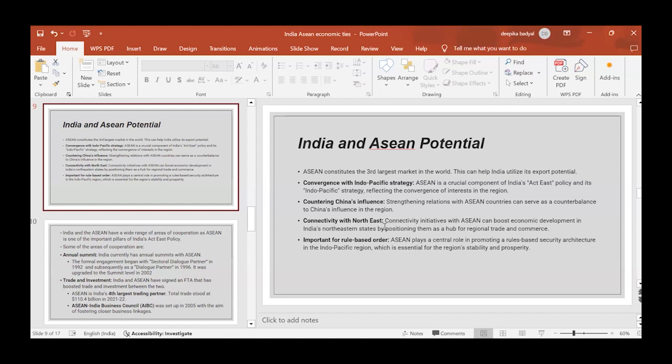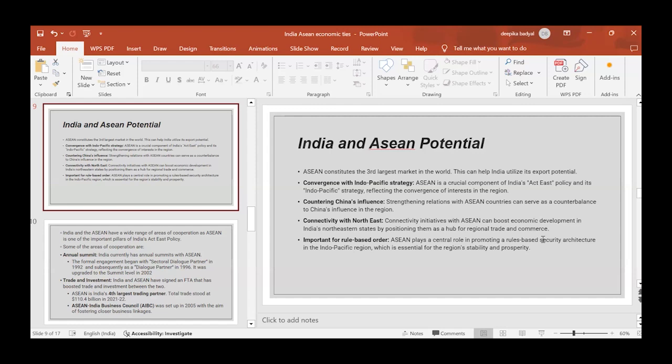Also, the connectivity with the Northeast is very important and is the most interesting part of it, because India and ASEAN are trying to connect the northeastern region of India with the ASEAN countries. We have seen various projects being led under the present establishment, be it the Kaladan project, be it IMT. There have been road initiatives being put into process. So connectivity initiatives with ASEAN can obviously boost economic development in India's northeastern states by positioning them as a hub for regional trade and commerce.